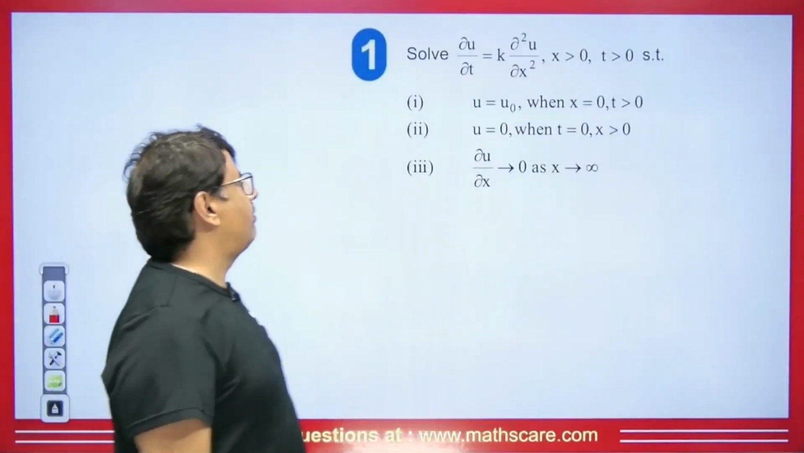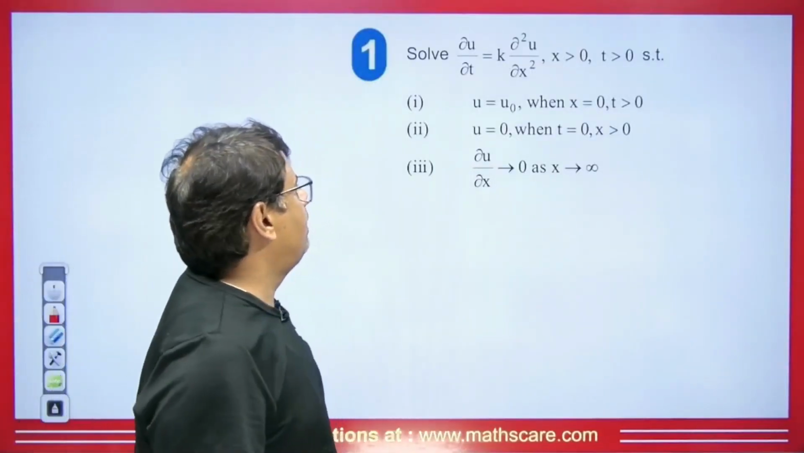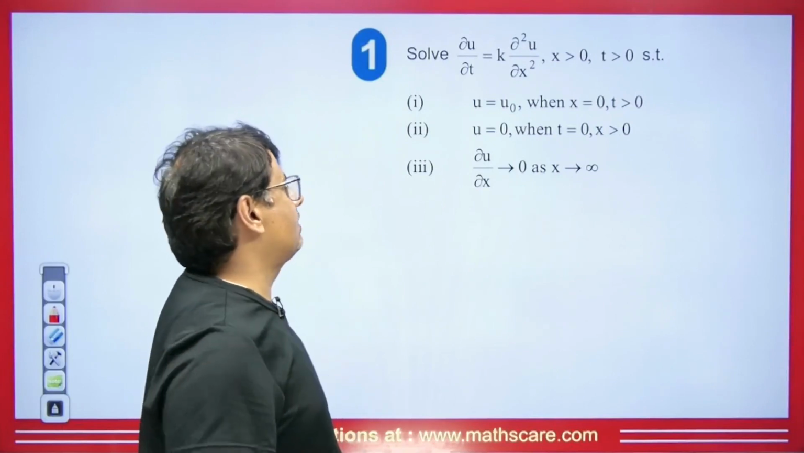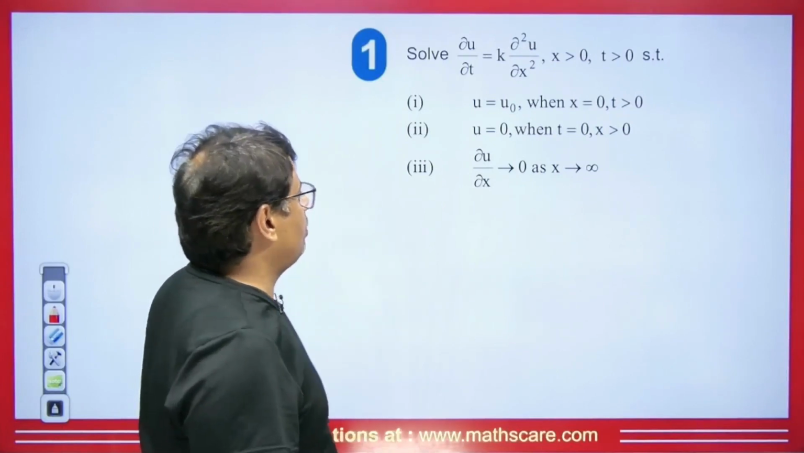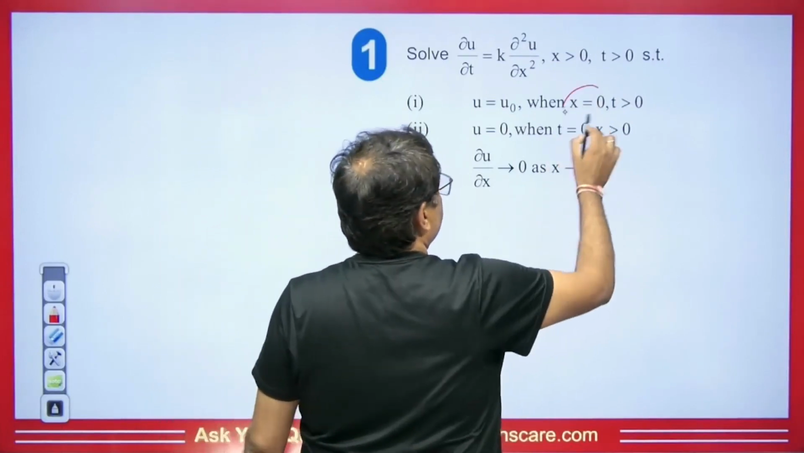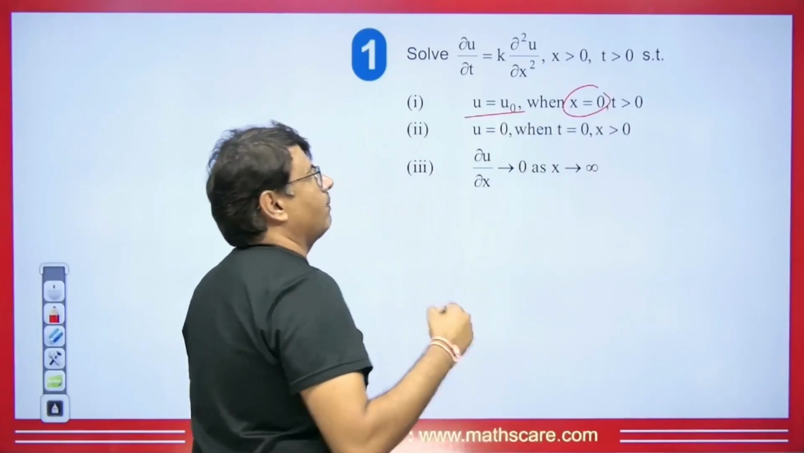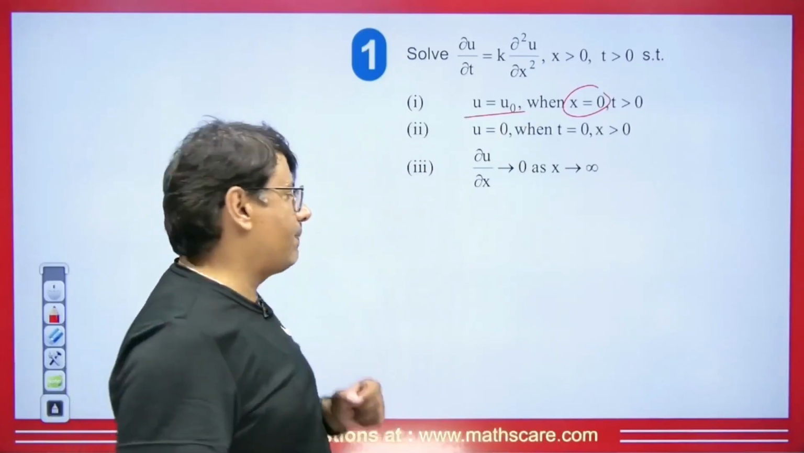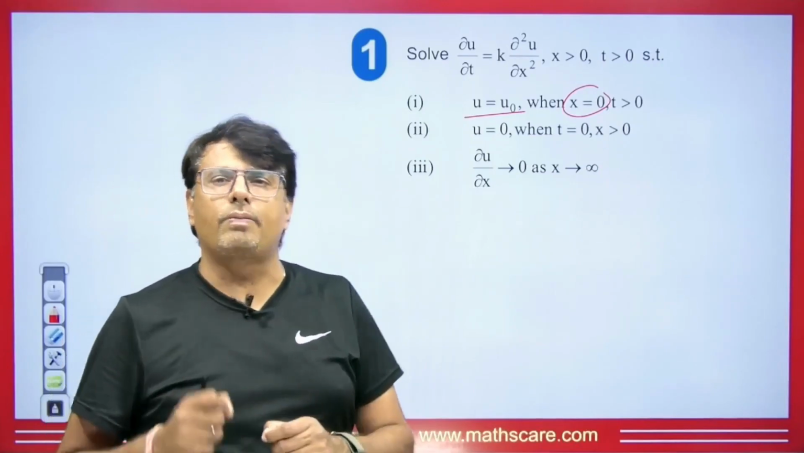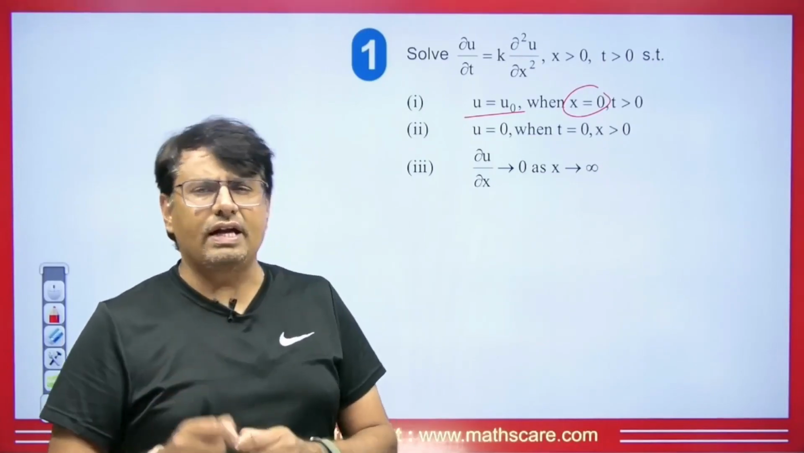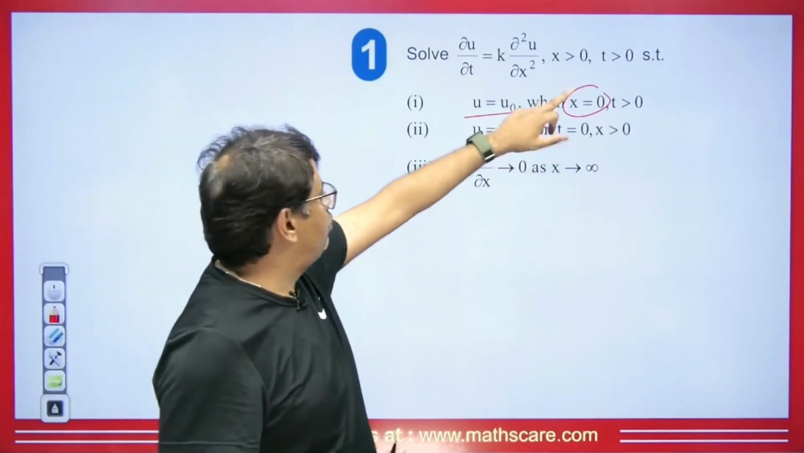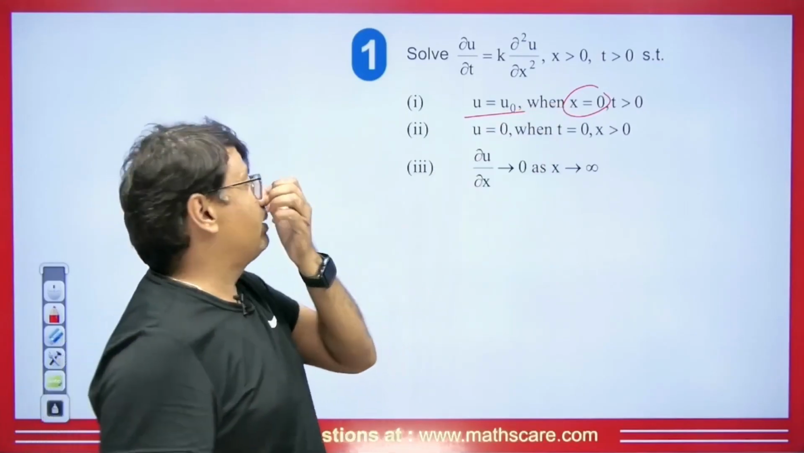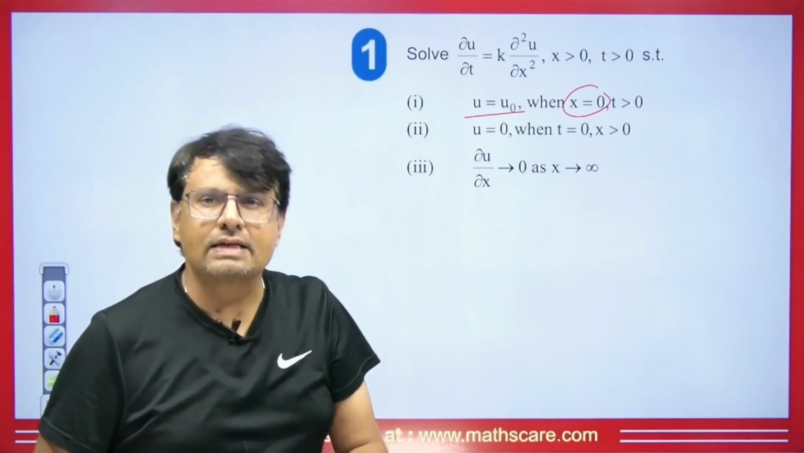One more question: del u by del t is equal to k, del 2u by del x square, where x is greater than 0 and t is greater than 0. If you look here, one condition is given at x is equal to 0. Whenever we talk about Fourier Sine Transform or Fourier cosine, to find any of it, we should know the condition that is given. Is it given u or del u by del x? So here it has been given u at x is equal to 0. So what we will use here is Fourier Sine Transform.